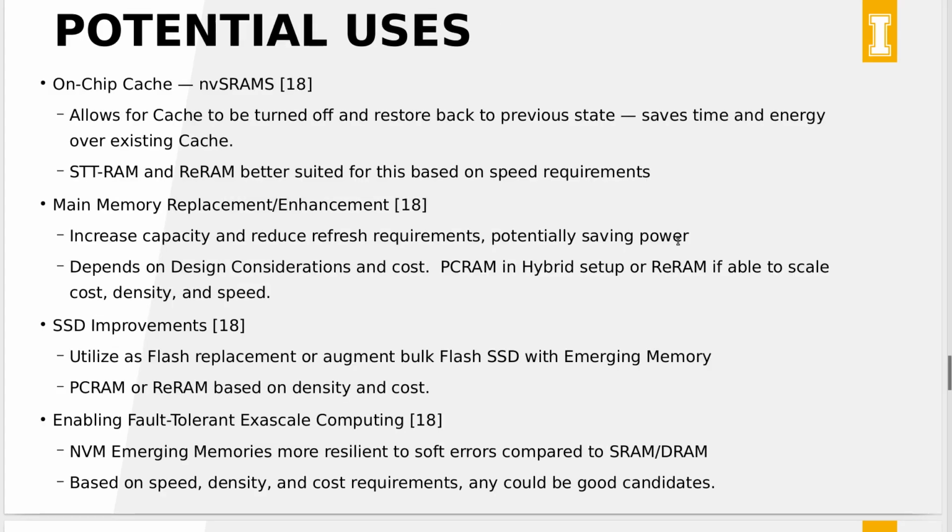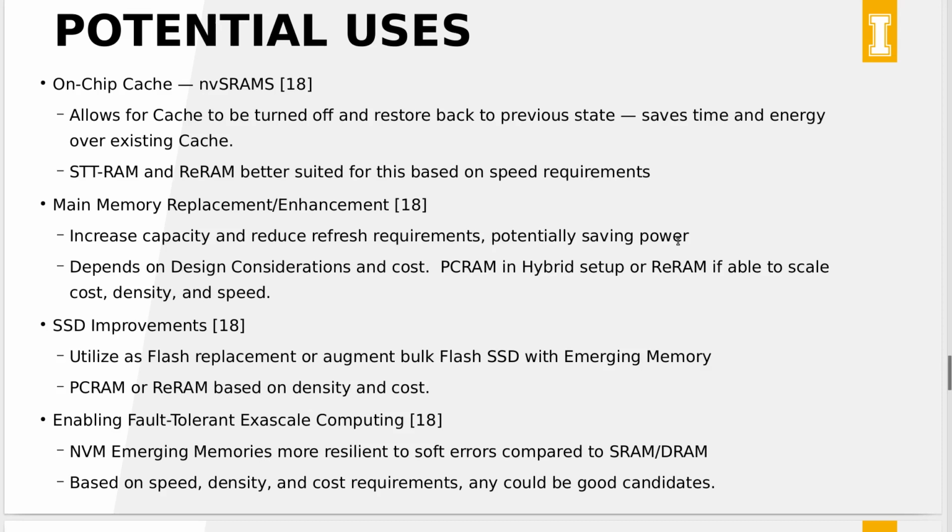Some potential uses: you can put it in on-chip cache with non-volatile SRAMs or even standalone caches, saving space and potentially increasing the capacity of the cache. Here, STT and resistive RAMs are better suited for these caches based on speed requirements. You can do main memory replacement or enhancements by increasing capacity, reducing refresh requirements, going for a more mobile-friendly setup. And here it just depends upon what design considerations you've got and the cost of the system.